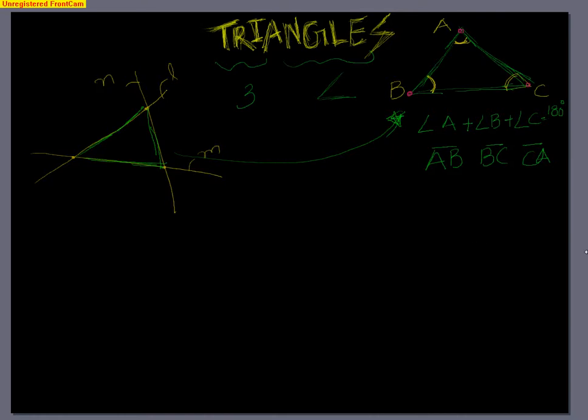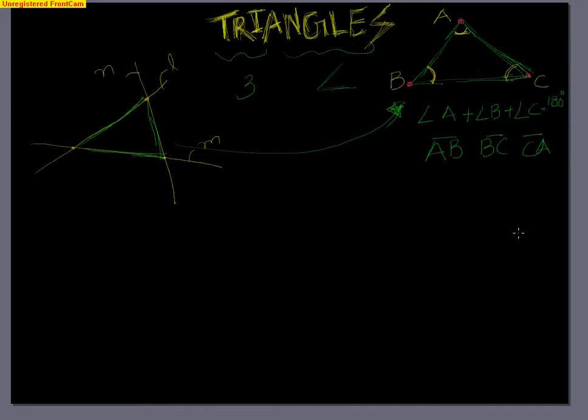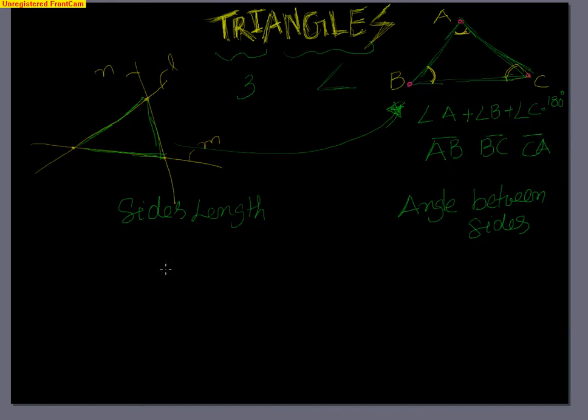Then let's see the types of triangles. Okay. We learned what a triangle is, right? Let us see what are the types of triangles. We can classify the triangles according to the length of the sides, or the angle between the sides, or the angles at the vertices. So let's go here, side lengths.